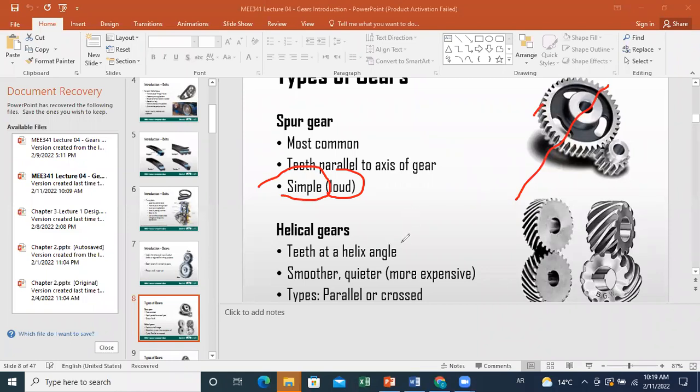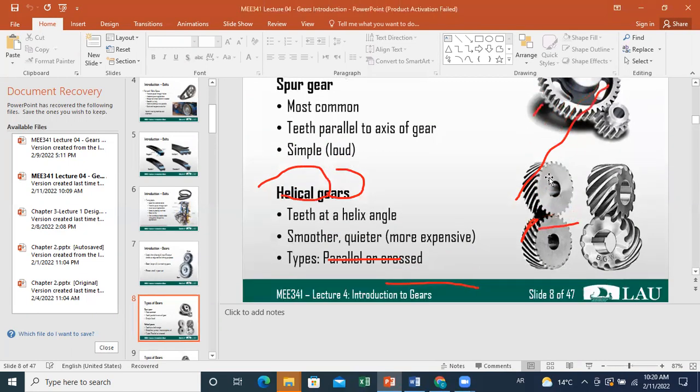Now, another type is helical gears. In helical gears, the teeth have a certain helix angle. The axis of these teeth will not be parallel to the axis of the gear. This will allow a smoother and quieter operation, but of course they are more expensive. We have several types of helical gears. They can be parallel or crossed. This means that the section of your gears is in one plane or not. As you can see here in the parallel configuration, the section of your gears is in one plane. However, here sections are in perpendicular planes. So this is a crossed configuration.